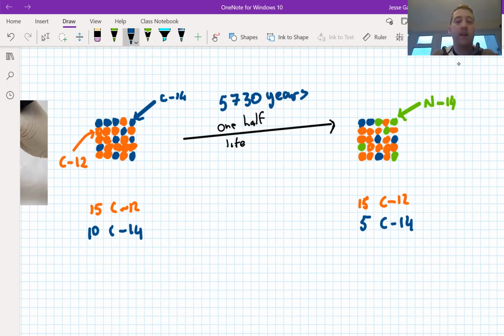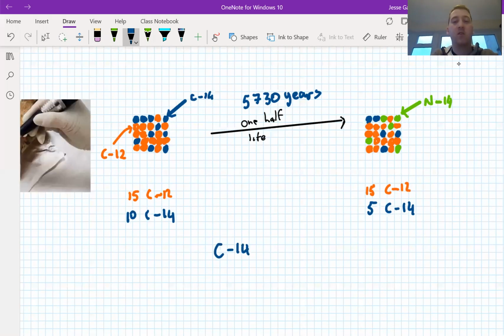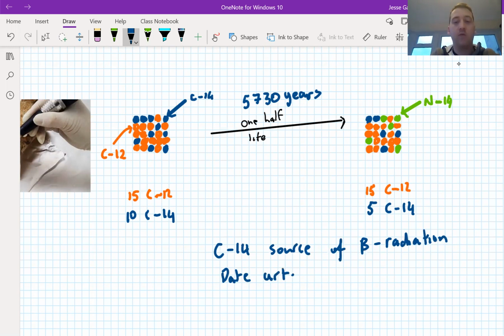So bearing in mind that carbon-14 is a classic source of beta radiation, it's used to date artifacts, which are just really old objects of interest. So it's used to date artifacts.